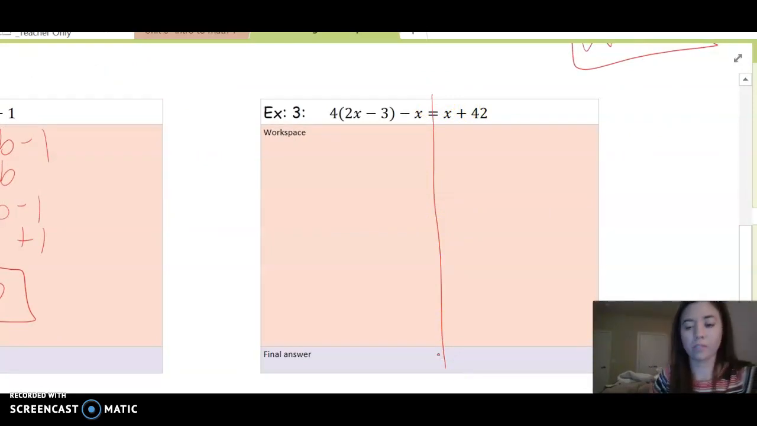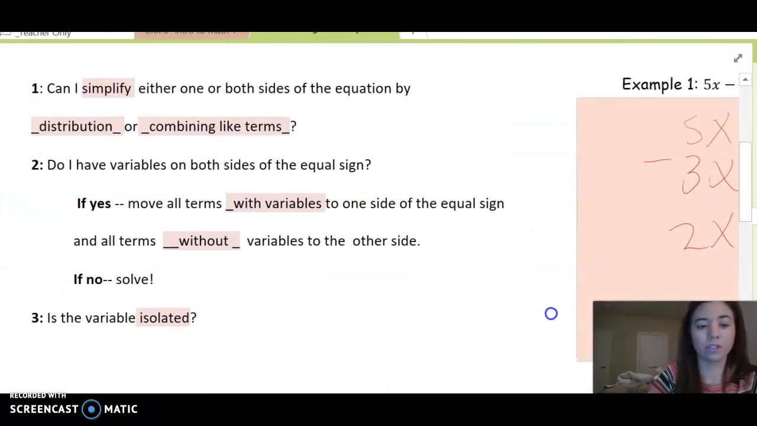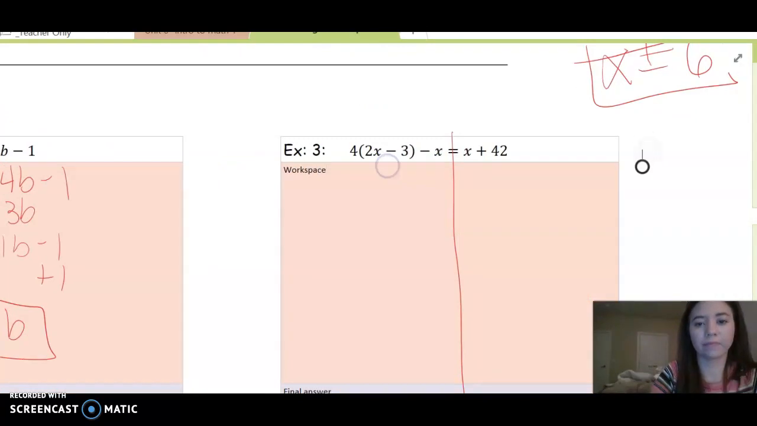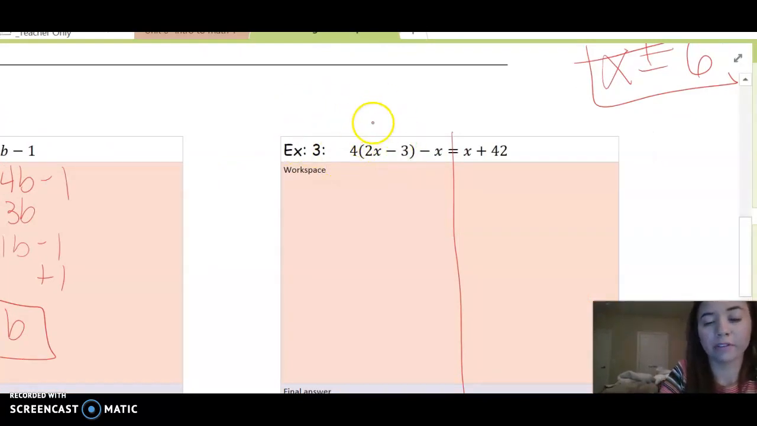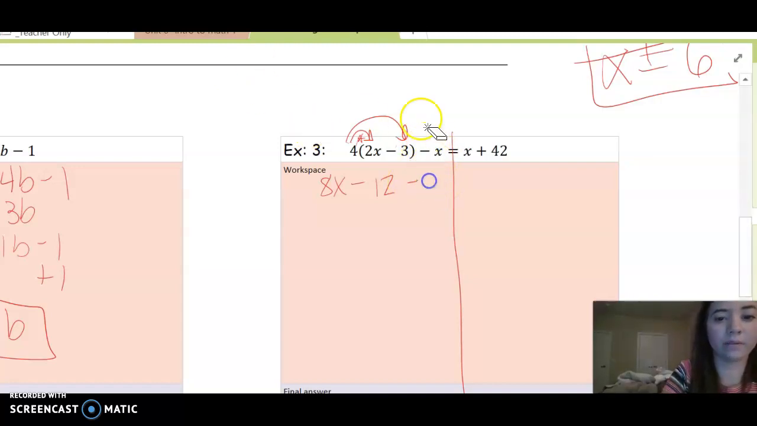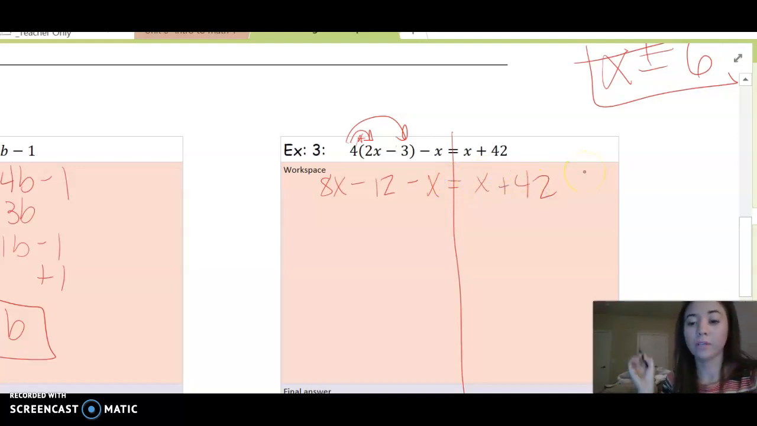Draw my line down my equal sign. Okay, question 1. Can I simplify either side? All right, I have a set of parentheses here, so I'm going to start with distributing. 4 times 2x is 8x, minus 4 times 3 is 12, and then I have a minus x that I need to draw on down. Remember, that doesn't do anything with the parentheses because it's outside, so we just draw it down, and then x plus 42. Okay, so we distributed.